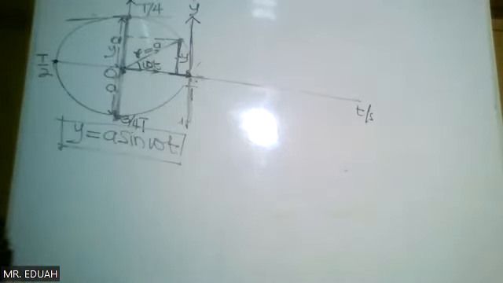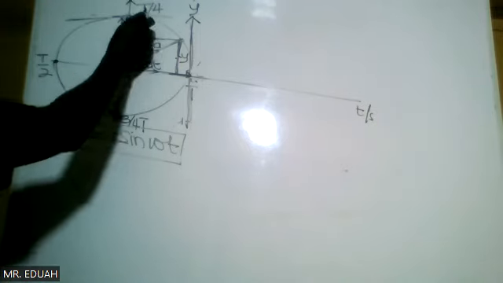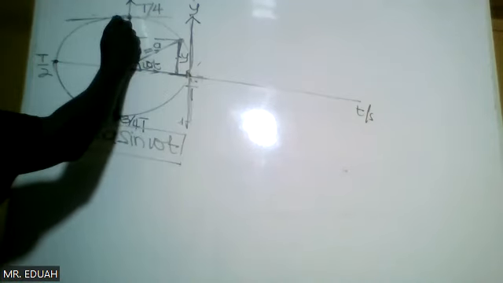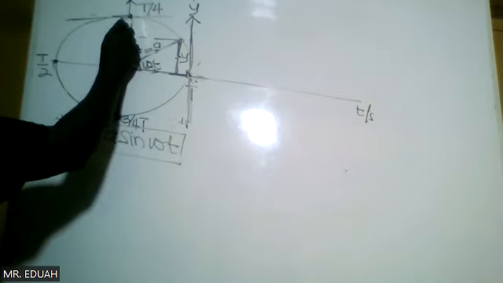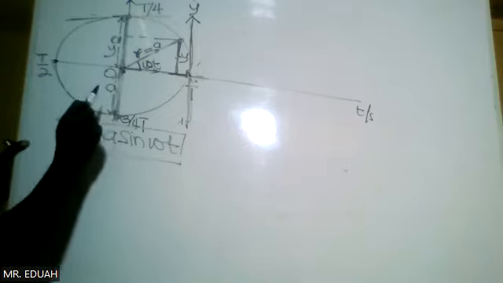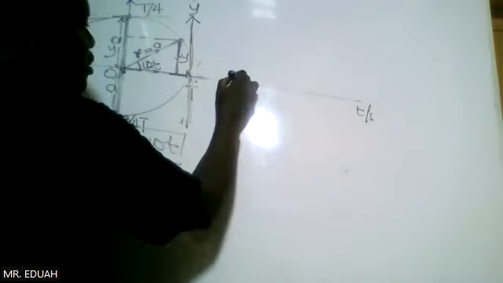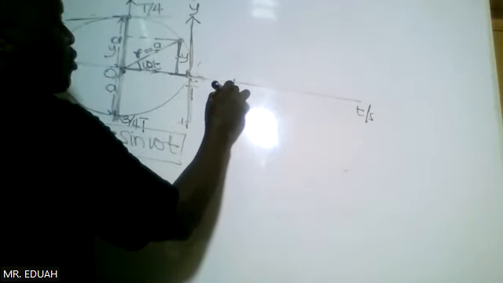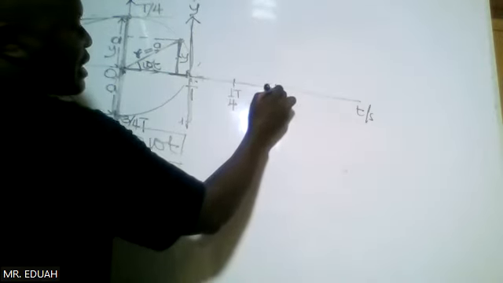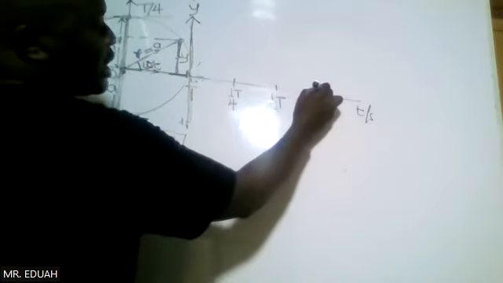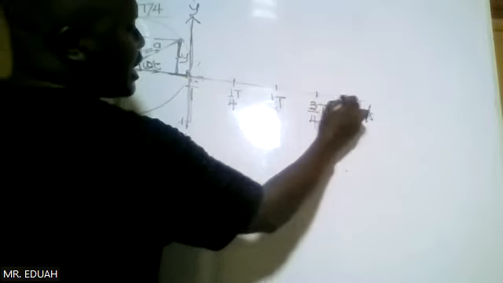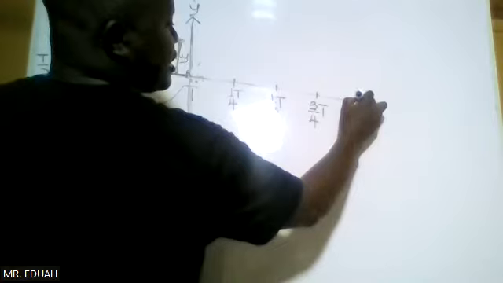So the time is divided into: when t is equal to 0 is here. When t is equal to a quarter of the period, so 1/4 of the period, then half of the period, then 3/4 of the period, then the full period. So we have this as 1/4 of the period T. We have this point as half of the period T, and then 3/4 of the period T, and then the full period T.